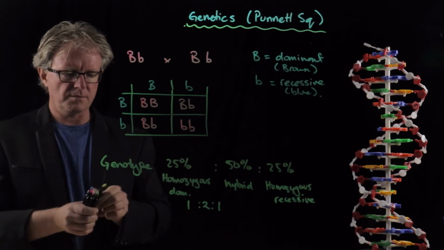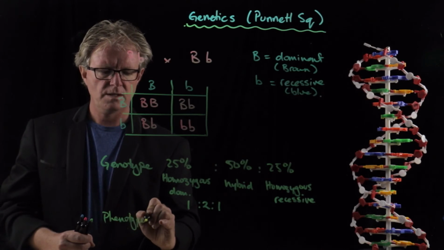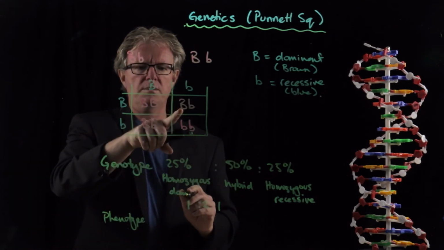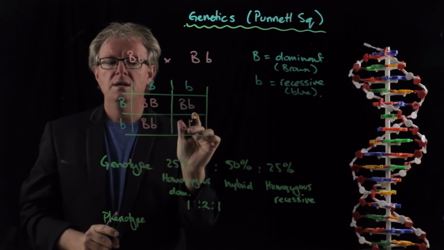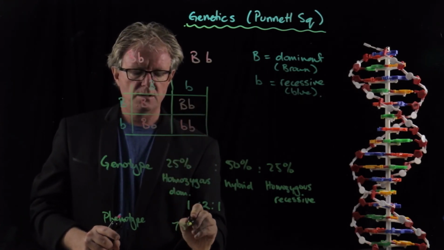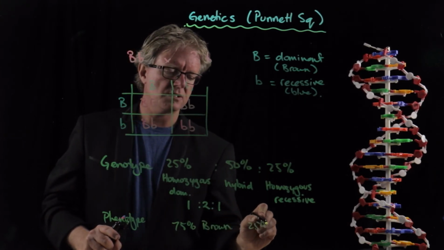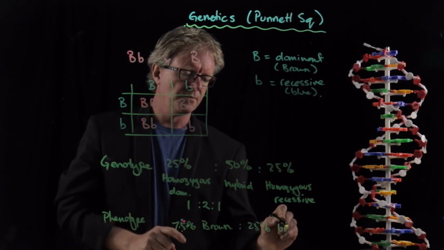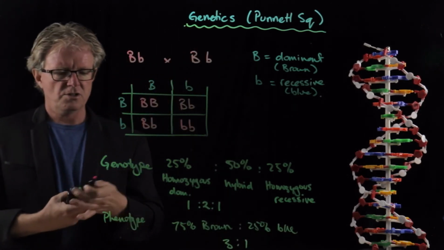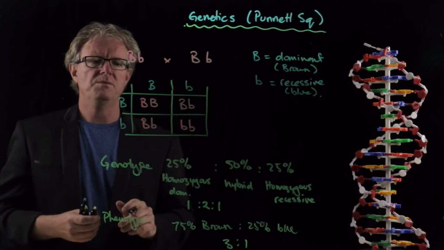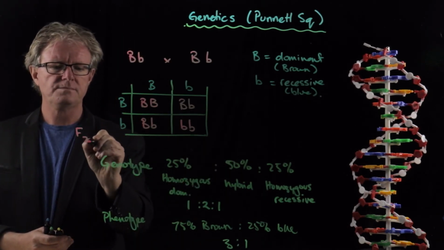What about phenotype? Well, let's have a look at phenotype. We have one big B, big B, big B. So all of these will look the same, brown. So we have 75% brown and 25% blue, which means a 3 to 1 ratio. So this is the F2 generation. This is the filial generation, F2, second filial generation, so F2.